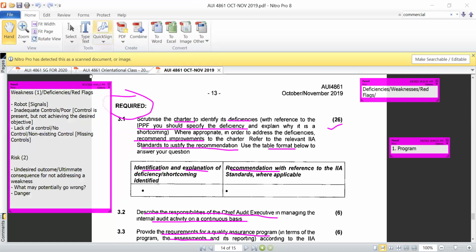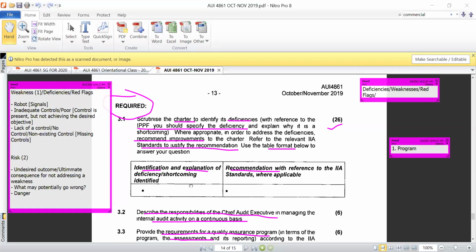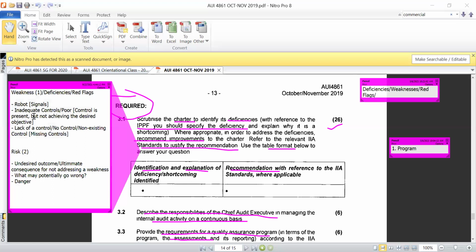Okay, right? So that's what a shortcoming or a deficiency can attribute to. To explain that, I've already tried to summarize it here. It can be a signal that something is not being done right, and it can be in the form of inadequate controls or poor controls. If something is inadequate or poor, it's existing, but it's not achieving the purpose.